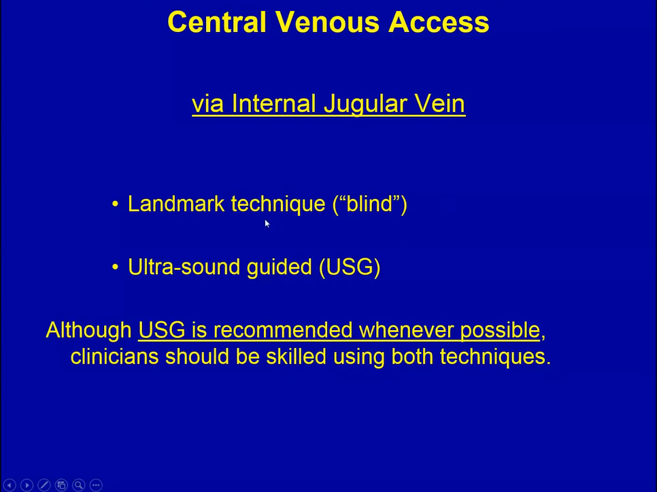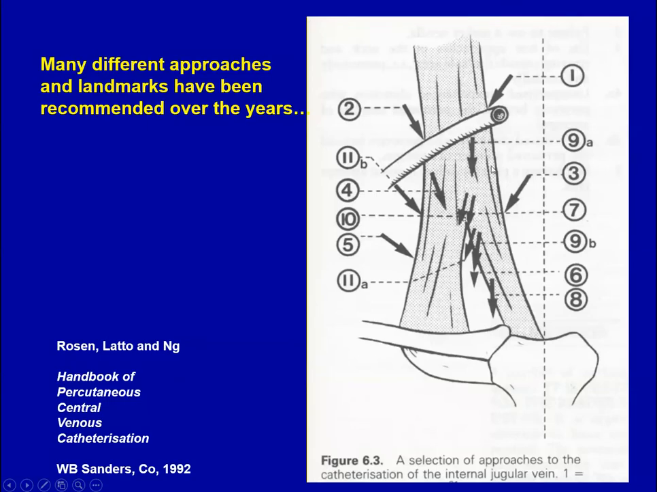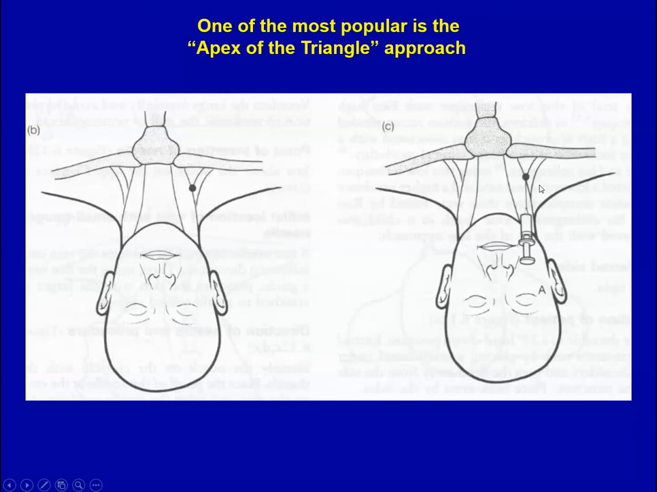For internal jugular, one can use either the landmark technique or the ultrasound guidance, although the latter is recommended whenever possible. One should be skilled in both techniques. The traditional landmark techniques are outlined here, and the most common is the apex of the triangle.